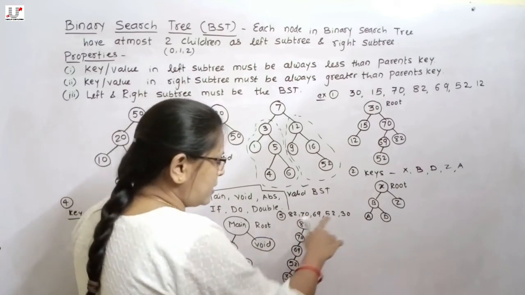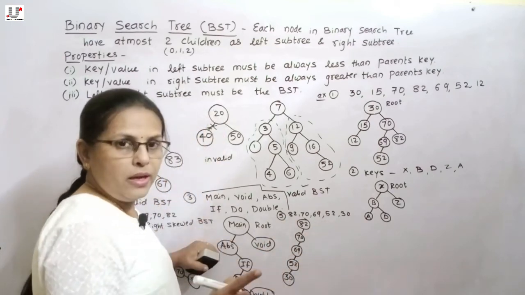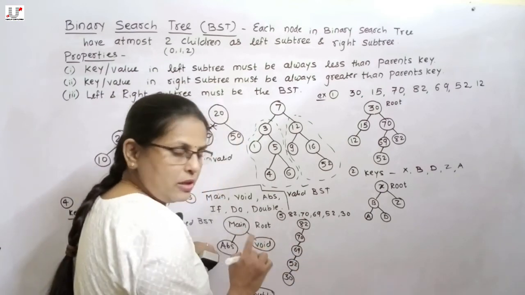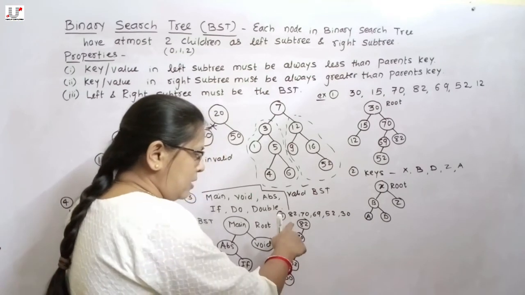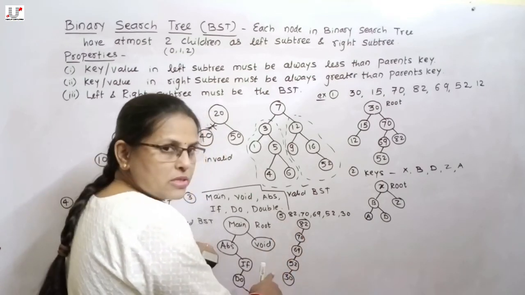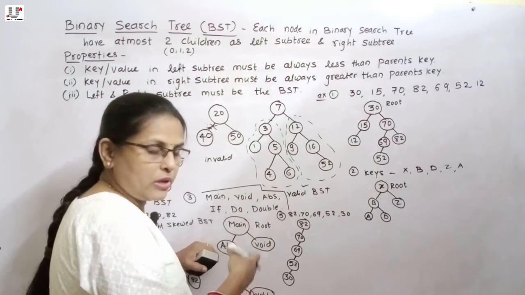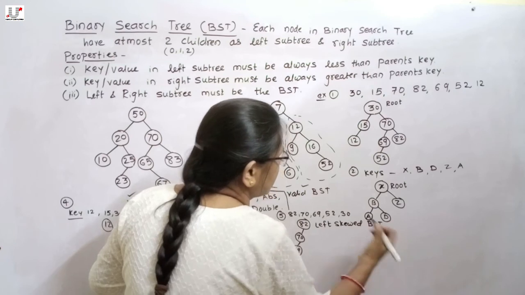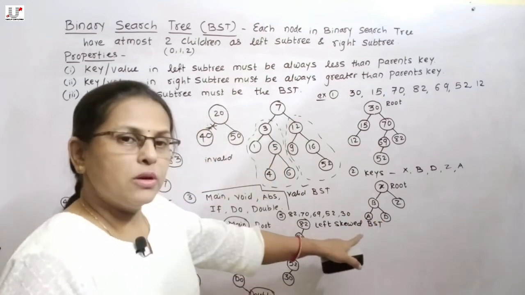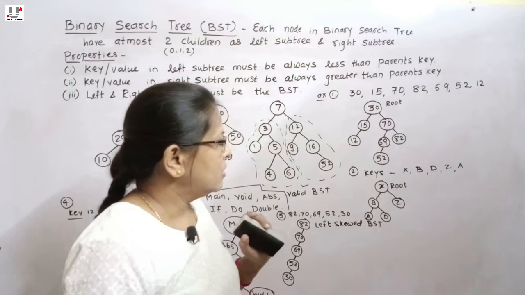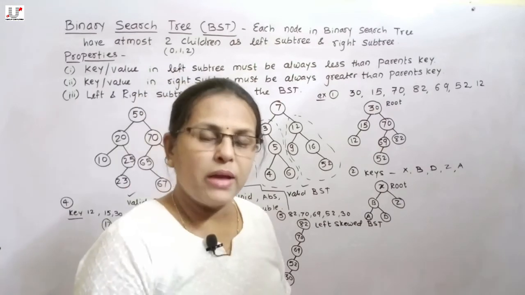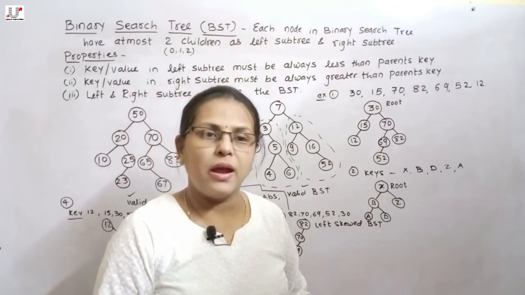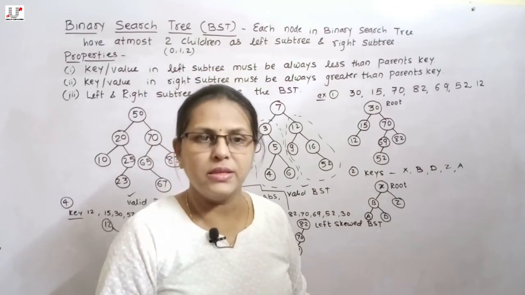As the keys are given in descending order, the tree is also a valid binary search tree, but all the elements are attached as a left subtree. So this tree is called a left skewed binary search tree. Then basically using a binary search tree, we can easily identify the smallest and largest element from the binary search tree.